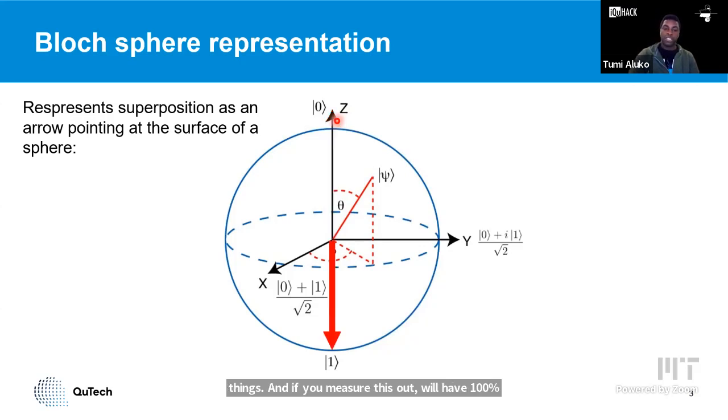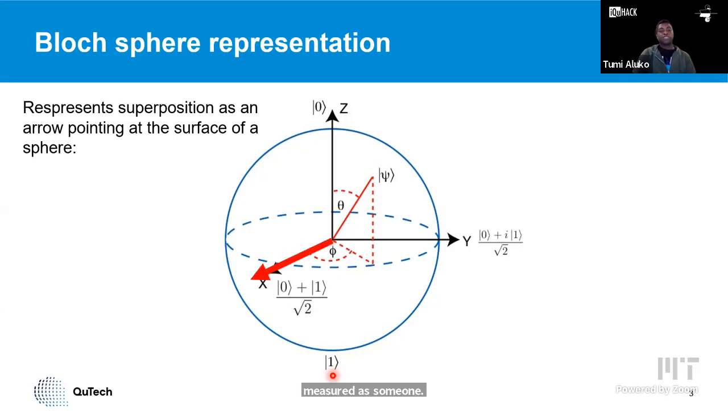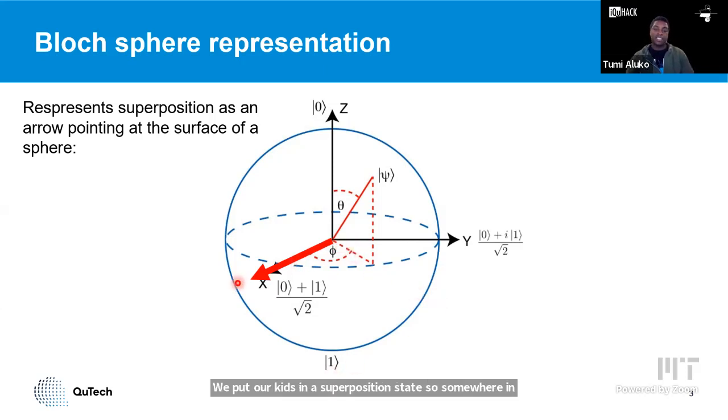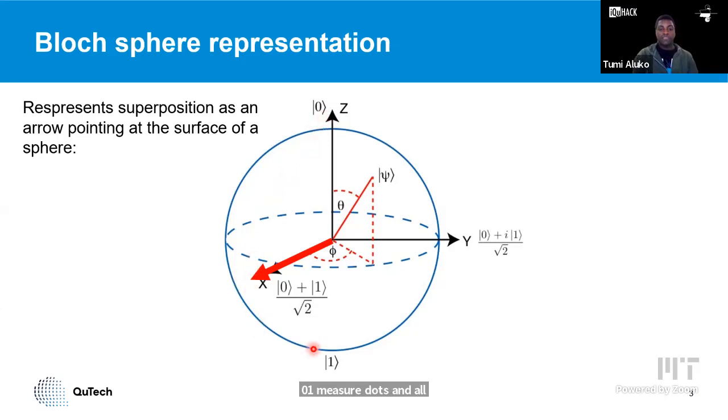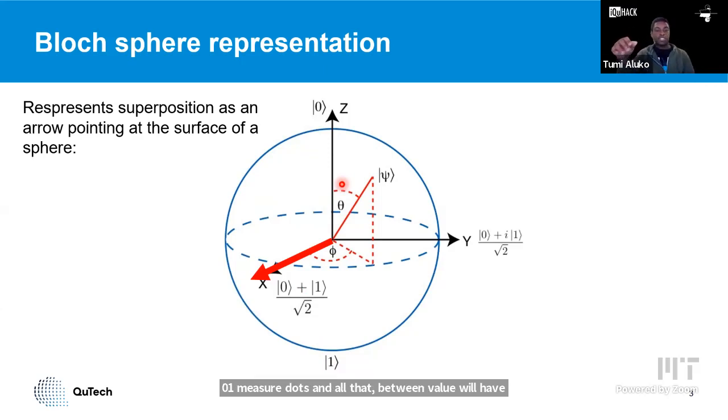Same goes for the opposite. If our qubit state is pointing downwards at the 1 state, then our qubit will have a 100% chance of being measured as a 1. However, this is where it becomes fun. If we put our qubits in a superposition state, so somewhere in the middle, for example, let's point at the x-axis, we get our 50% chance to be in state 1 and a 50% chance to be in state 0 when measured out. And all the in-between values will have the other probabilities of 80%, 30%, or anything else.